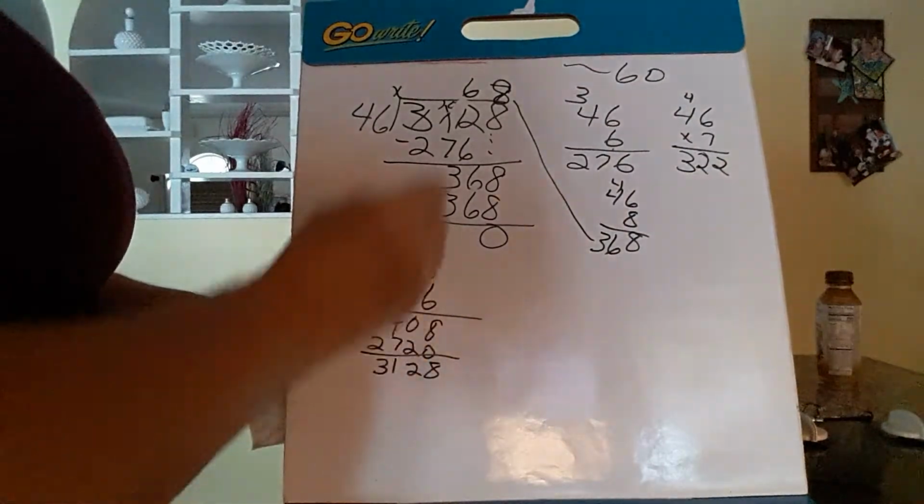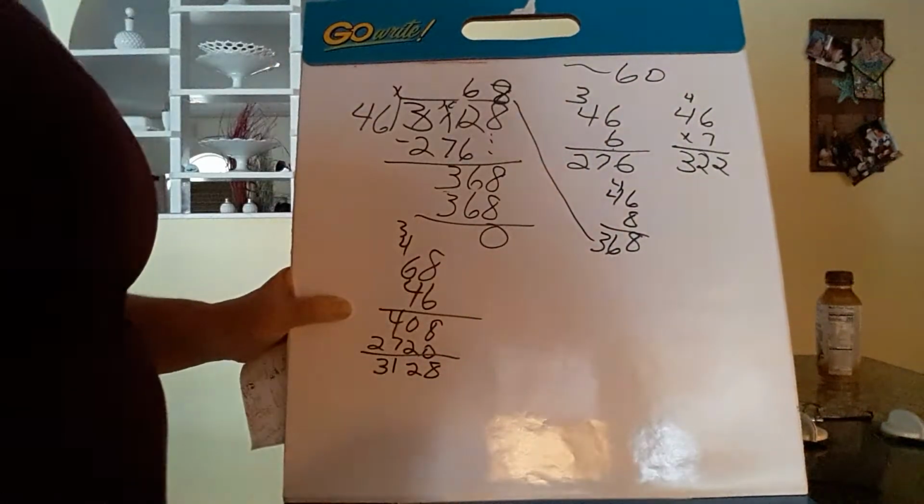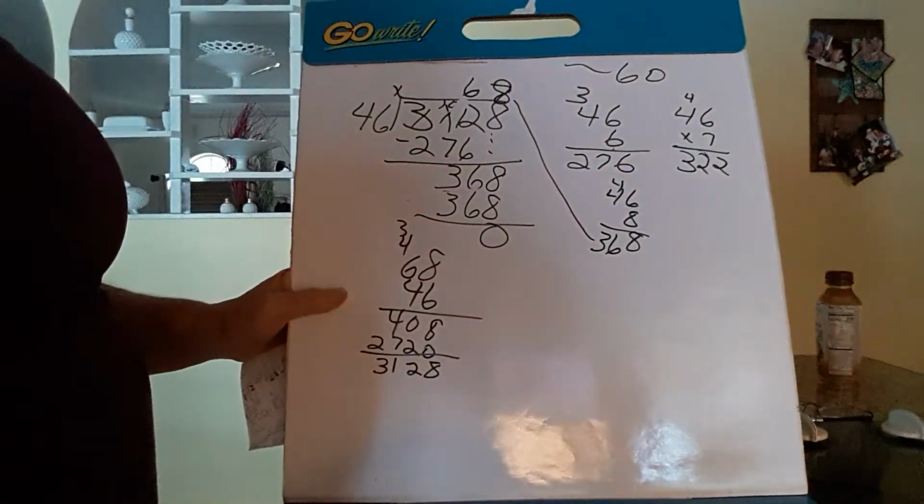If it does not match, then we got the wrong answer. So 6 eighths are 48, 6 sixes are 36, and 4 more are 40. Okay, put a 0 there as a placeholder. 4 eighths are 32, carry the 3. 4 sixes are 24, plus 3 is 27. 3128 is what we started with. So 68 is the correct answer, the correct quotient.